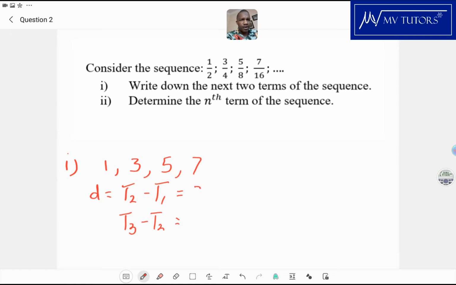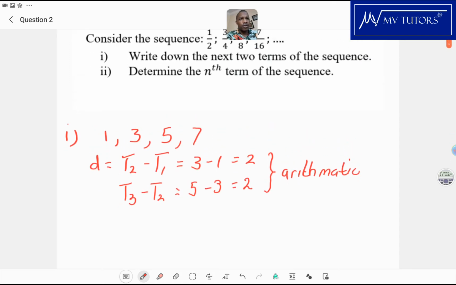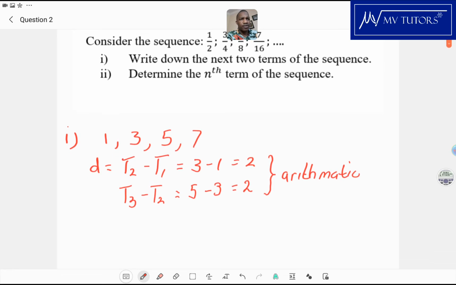Term 2 is 3 minus 1, which equals 2. Term 3 is 5 minus term 2, which is 3, which is still equal to 2. So there we go. This is our D, and this is arithmetic. Now let's look at the bottom numbers.